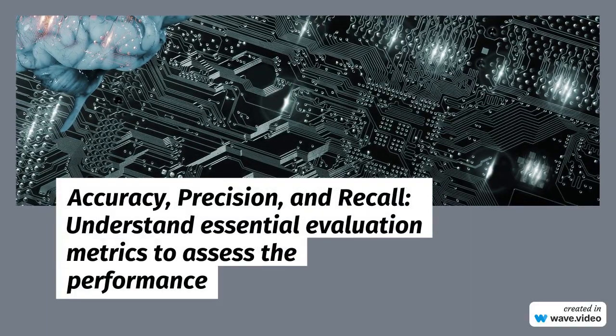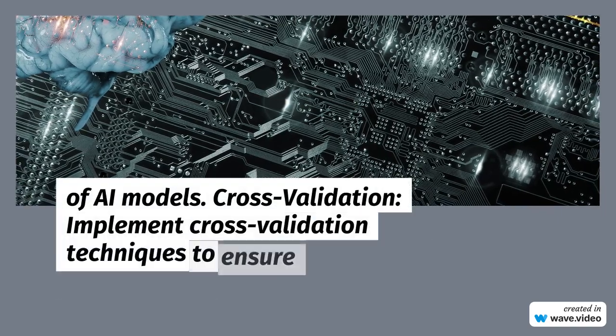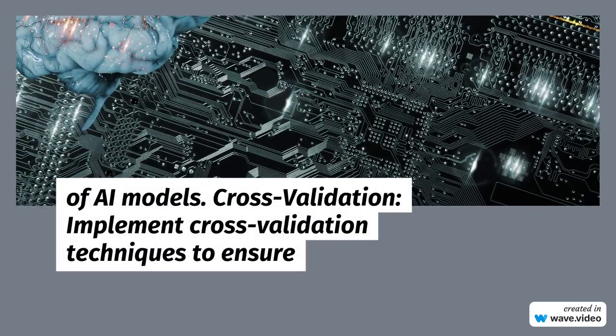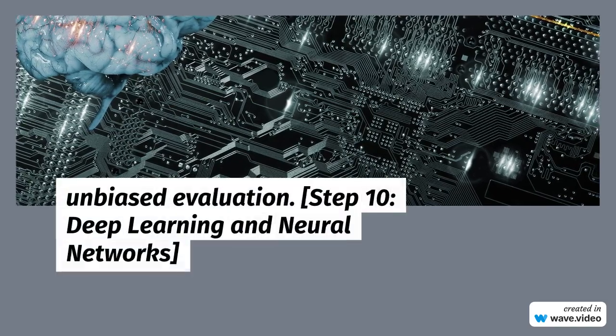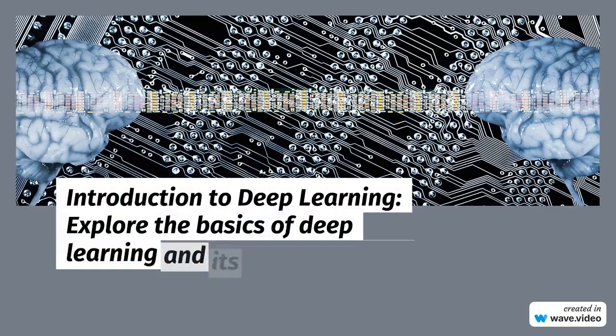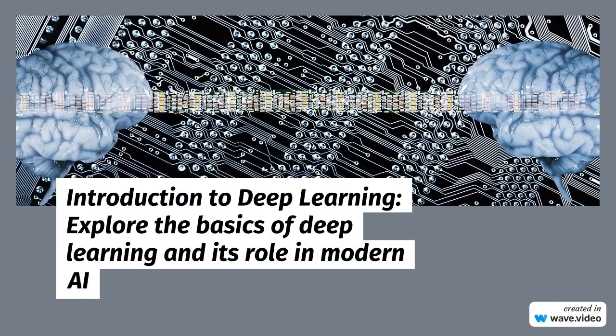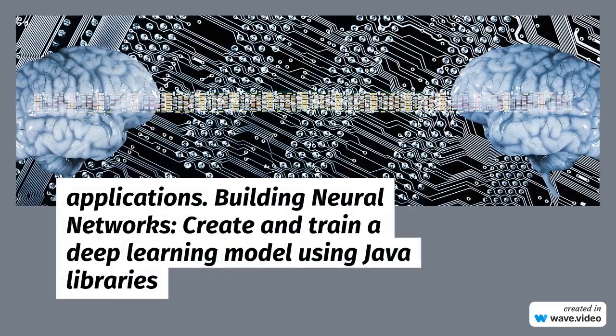Step 7: Supervised learning. Overview of supervised learning: understand the concept of supervised learning where the model is trained on labeled data. Implement a supervised learning model. Choose a dataset and apply a supervised learning algorithm like decision trees or neural networks.